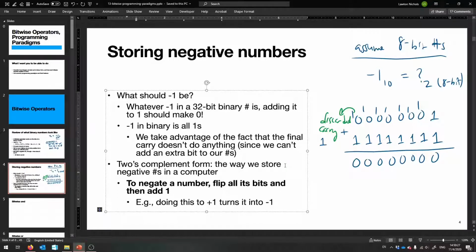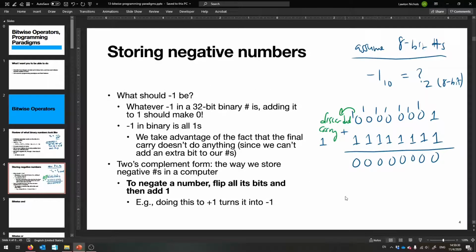So let me give you some examples. Let's do it for 1. Let's prove that it's going to work. So first we started with 1. So we're going to flip all the bits. So this becomes a 0, and all these become 1s. And then we add 1. And then that becomes 1, 1, 1, 1, 1, 1, 1, 1 finally.